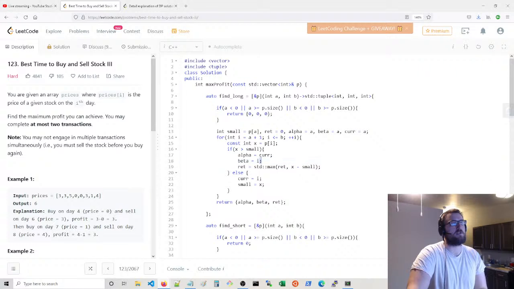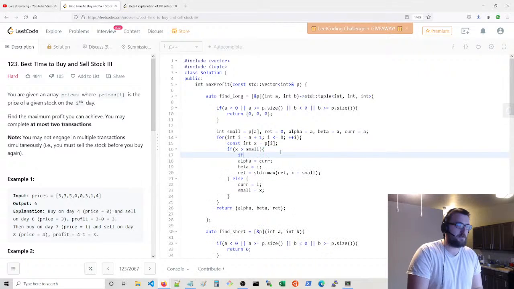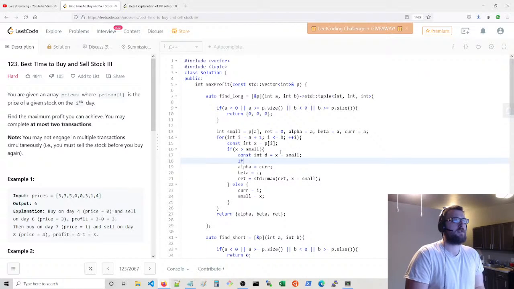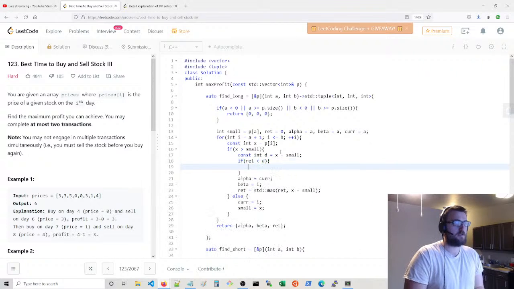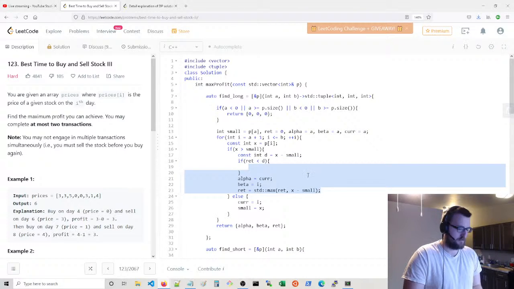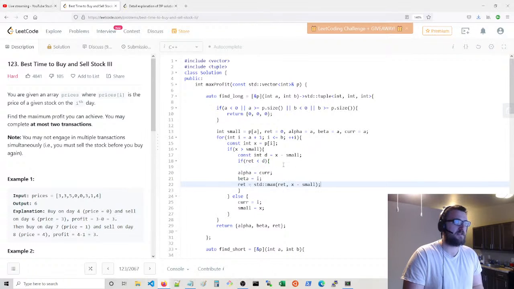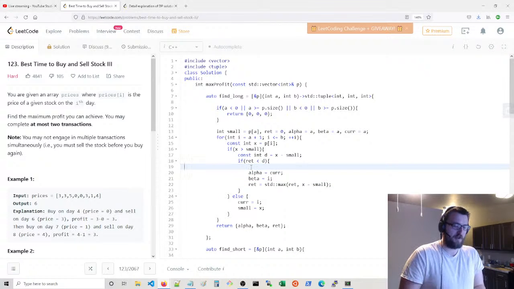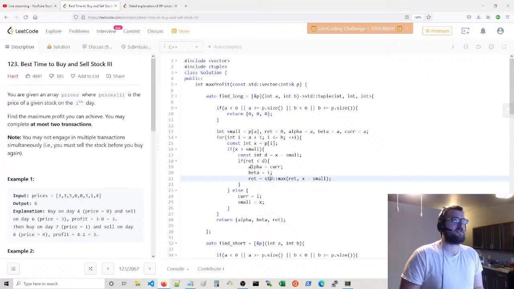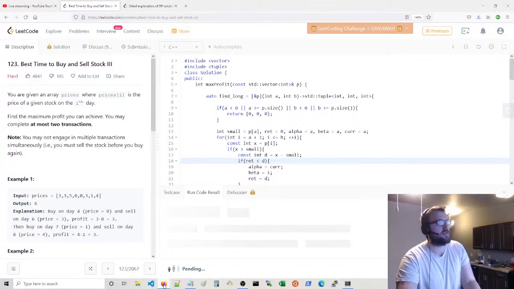It's actually, this is still wrong. You only update this if ret is less, so let's do const int d is x minus small. If ret is less than d, then you do these updates. Actually, this is still wrong. It's code that would be difficult for me to figure out. And ret equals d. So there you go. That should be the correct one now.